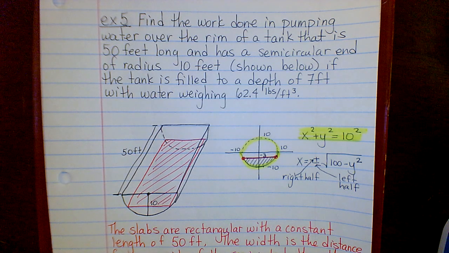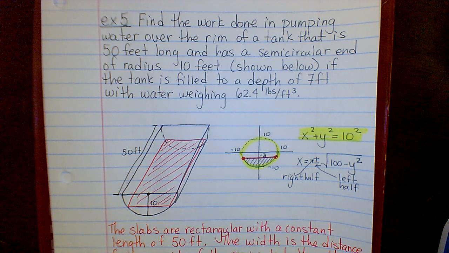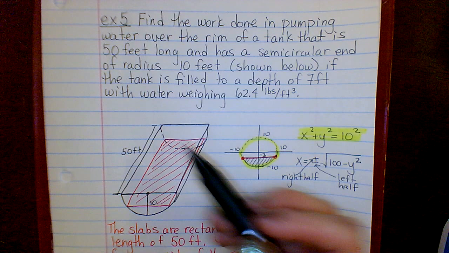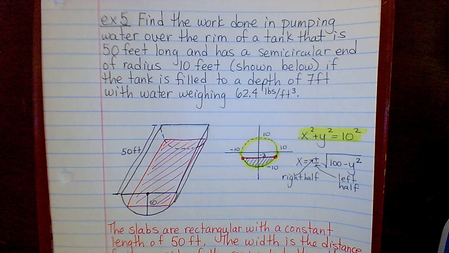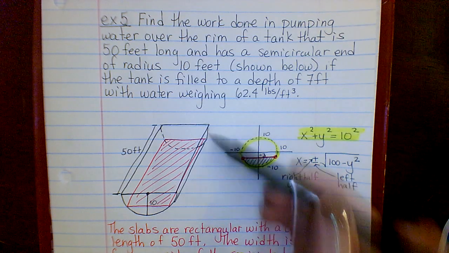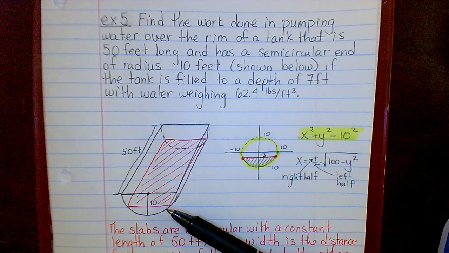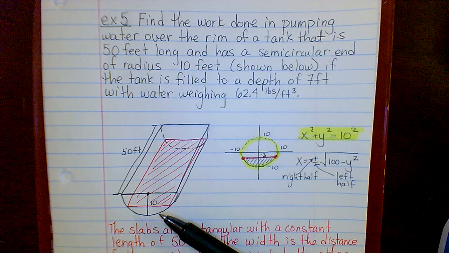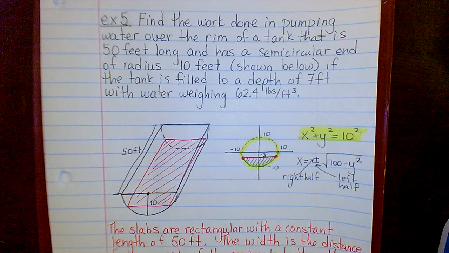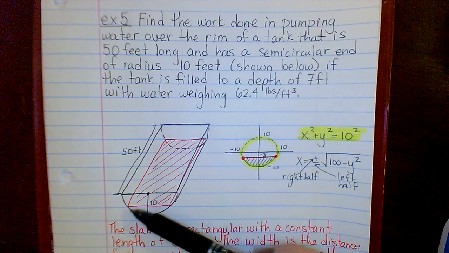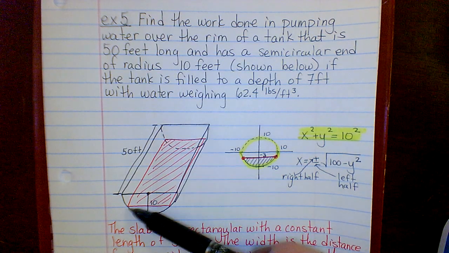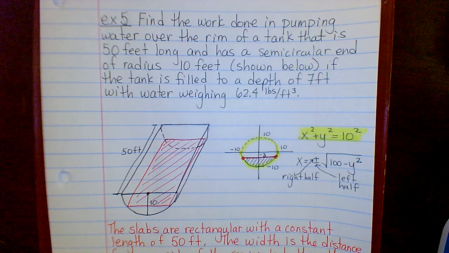All right, so I did my best artist representation here of what this looks like. This is a tank. It is a rectangle on the top, and we've got these semicircular ends going on. What this tank looks like is if you had a cylinder lying on its side, and you just sliced off the top half of it. Our slabs that are being pumped are rectangles.